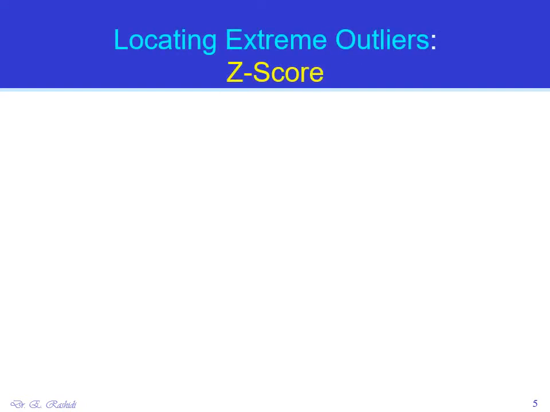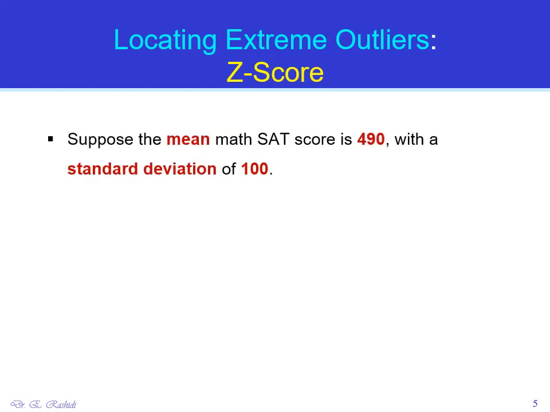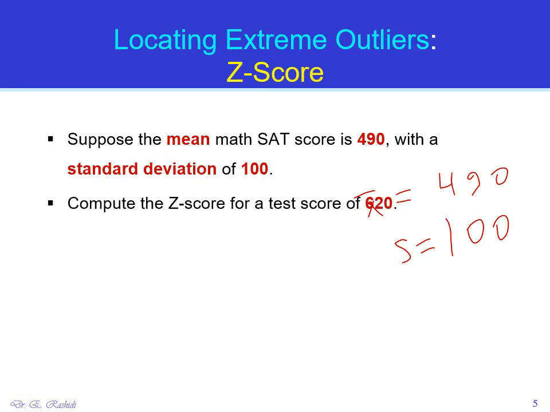Locating extreme outliers using a Z-score. Let's see an example. Suppose we have a sample of SAT scores where the average is 490 and the standard deviation of the sample of SAT scores is 100. So because it's a sample, we show the average by X bar, that's 490, and the standard deviation by S, which is 100. We want to find the Z-score for a test score of a student that has got 620. So someone has got 620. We want to find the Z-score for that value.